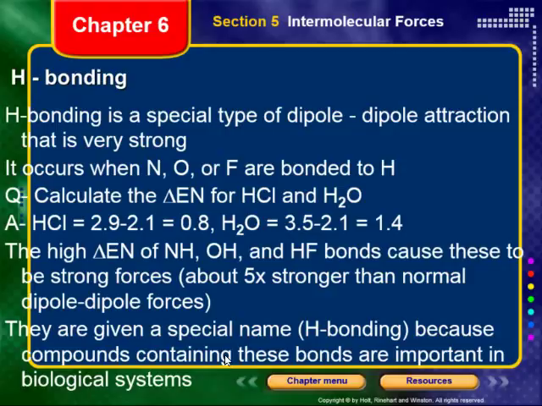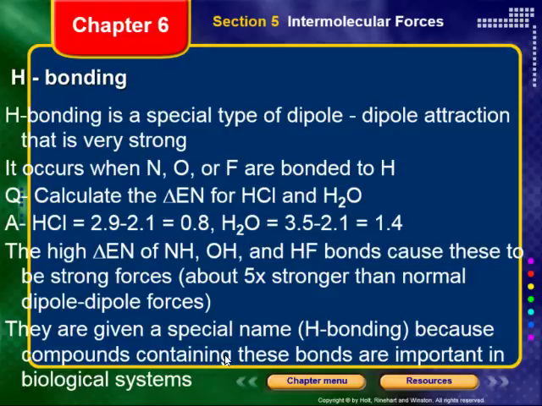Now, an example question to prove the point here: calculate the difference in electronegativity for HCl and H2O. So, if I calculate electronegativity in HCl, okay, I look up the electronegativity for hydrogen and chlorine, I get a difference of 0.8. If I do the same thing for water, okay, I have the electronegativity of oxygen coming in at 3.5, hydrogen coming in at 2.1. Difference is 1.4.